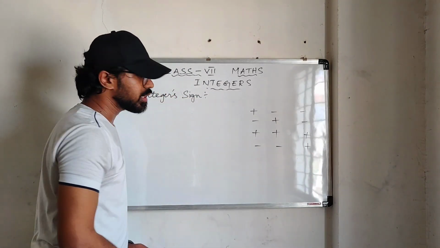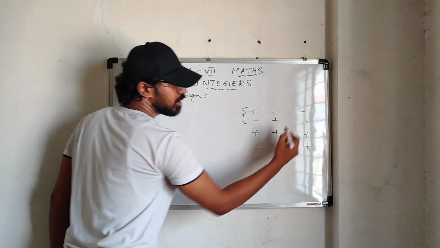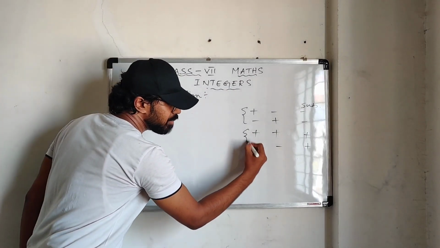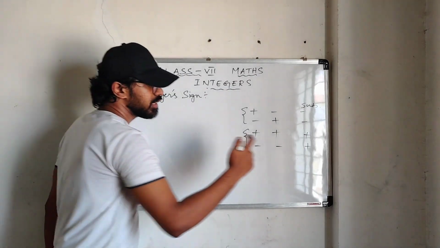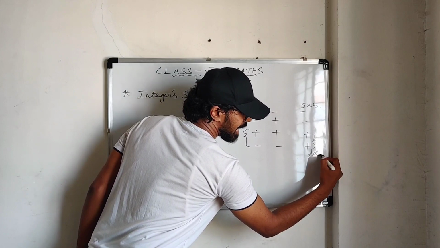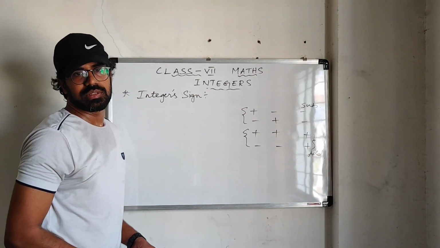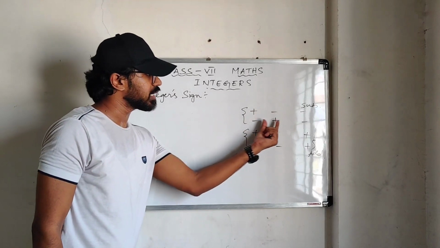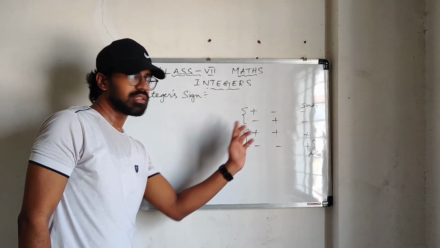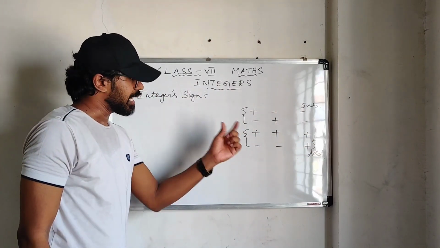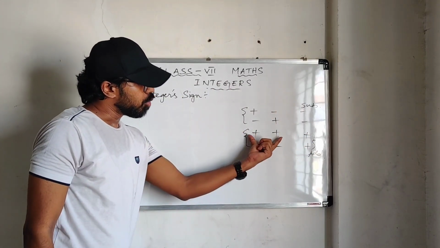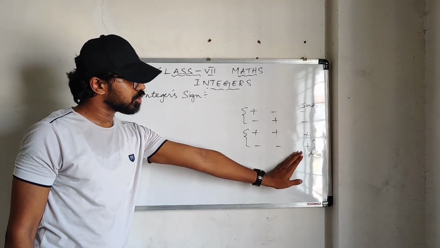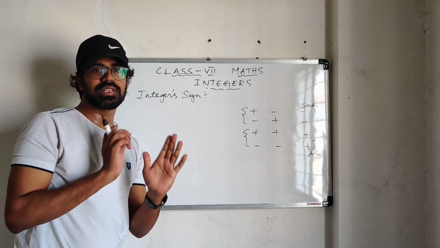Basically what it is, if you have different signs, you are going to subtract them. And if you have the same sign in any two integers, then you are going to add them. You just have to remember this much. If you have two integers, one with a plus sign, one with a minus sign, or one with a minus sign, one with a plus sign, basically they are different signs, just subtract them. And if both the integers are of the same sign, then simply add them.